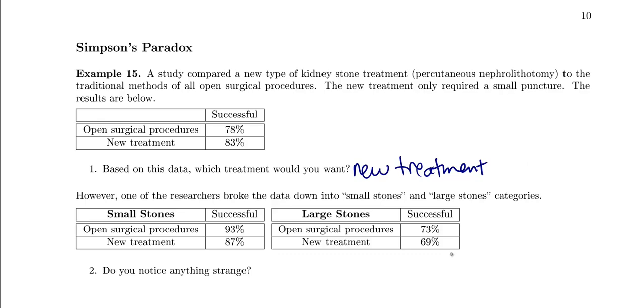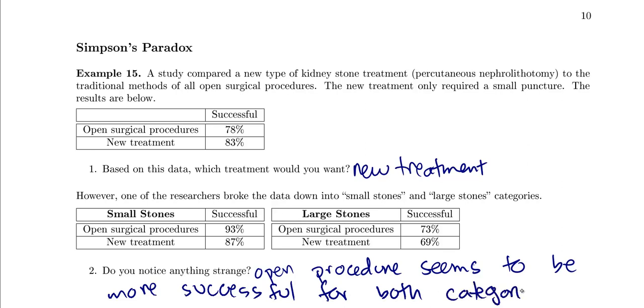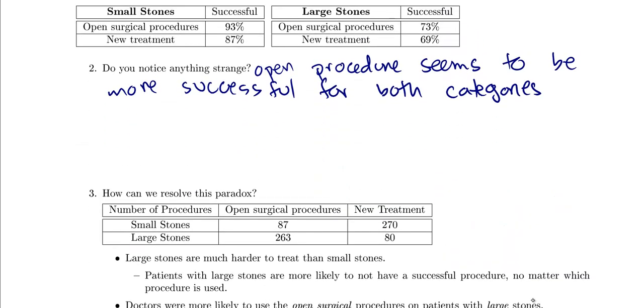So this seems very strange, right? Because the open procedure seems to be more successful for both categories. So how do you go from having the open procedure being more successful for both categories, but when you combine the data, the new treatment seems more successful? This is why we call it a paradox. How do we resolve it?